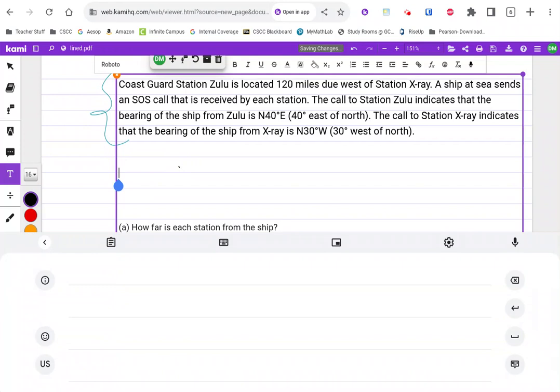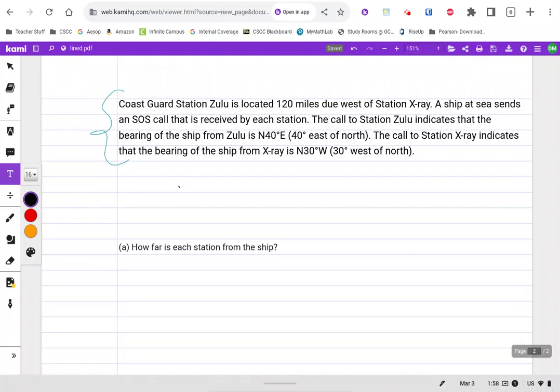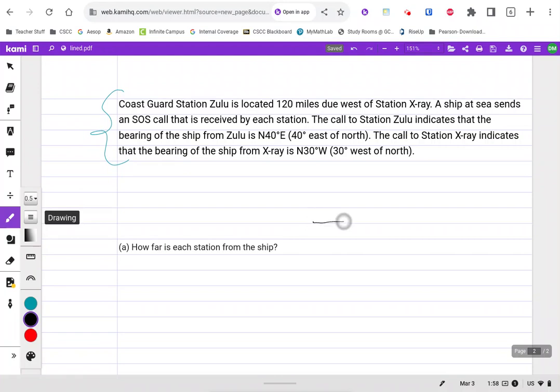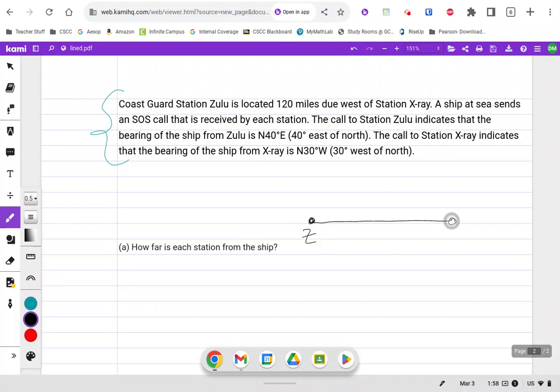X here. All right, Zulu is located due west of X-ray. So when I say due west, here's Zulu, here's X-ray. It's almost like the opposite of what it sounds. What they're really saying is if you're standing at X-ray, straight to the left, which is west, would be Zulu.